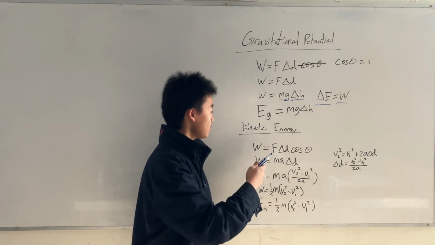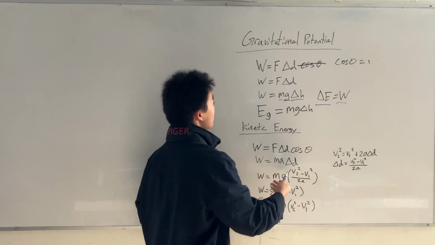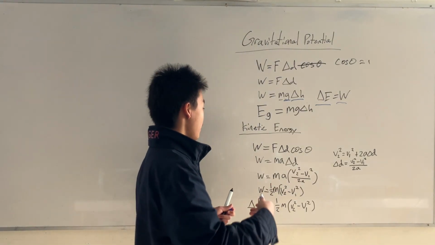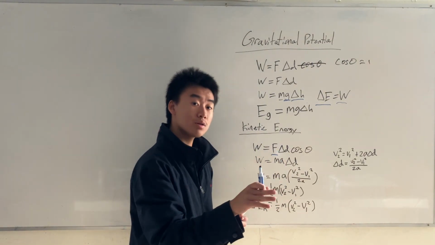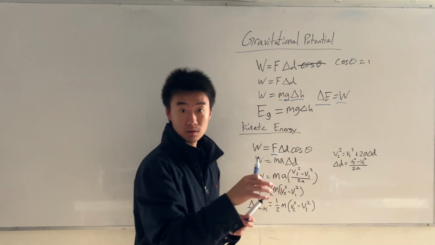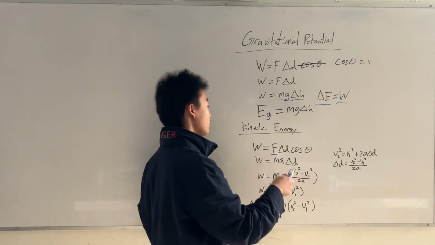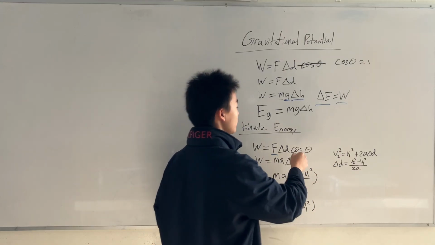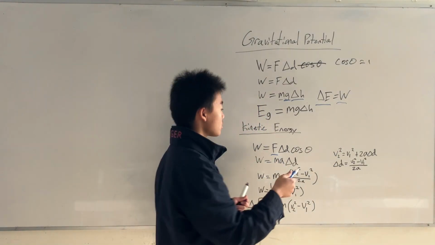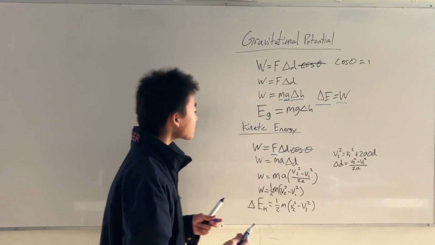Now for kinetic energy, we start with the same thing. We start with the work formula. Then we know that F, the applied force, is equal to ma, the mass times the acceleration. And similar to the gravitational potential energy, the angle would be 0, so this entire cosine term would just equal 1.